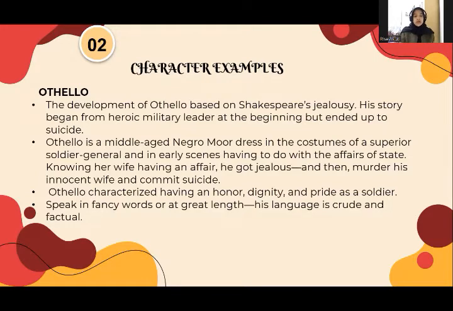Shakespeare described Othello as a middle-aged Moor dressed in the costume of a superior soldier, a general, in early scenes having to do with the affairs of state. He believes his wife Desdemona is having an affair with Cassio, and then he becomes jealous, murders his innocent wife, and commits suicide. Also, Othello is characterized as having honor, dignity, and pride as a soldier, but those qualities count for nothing because he is overcome by one explosive emotion, which is jealousy. Here, jealousy is considered the motive of Othello's actions.